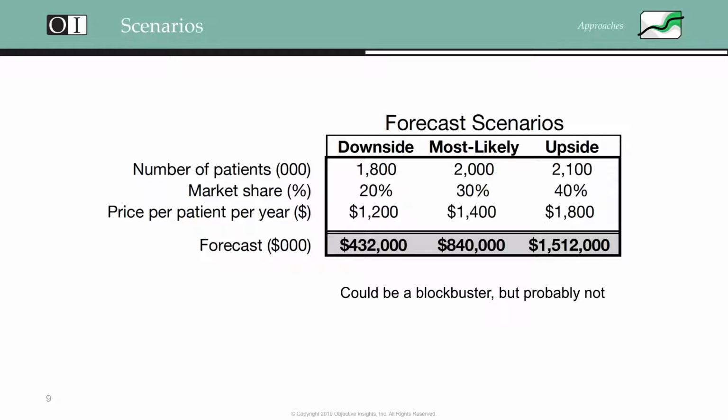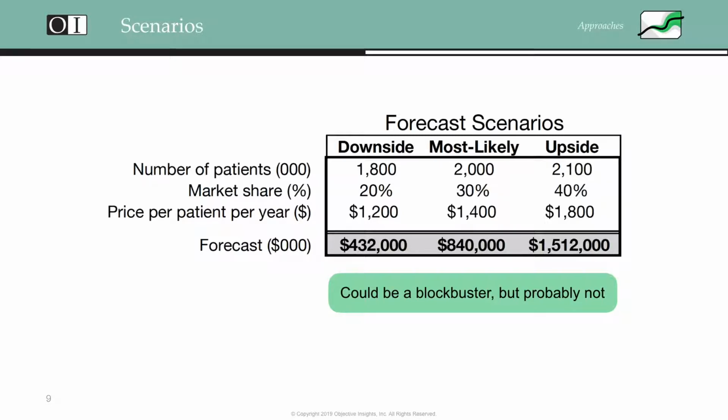And then what we do is we multiply down each column. And so for the downside case, we get a forecast of 432 million. For the most likely, again, we get 840 million. And for the upside case, we get 1.5 billion. And so from this, we can see that the product could be a blockbuster, but it probably won't be.